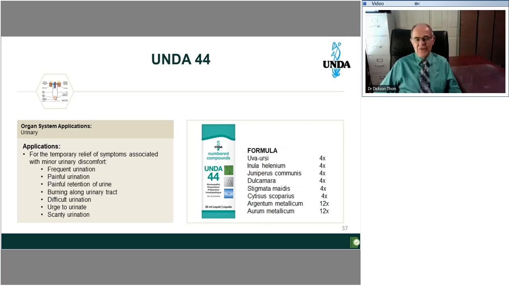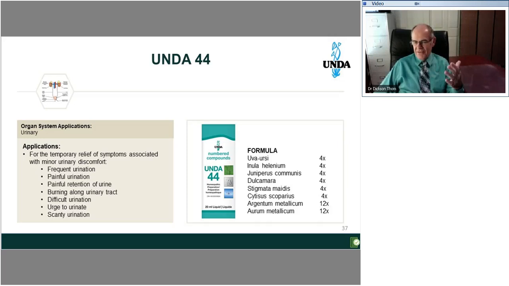UNDA 44 is a urinary organ system remedy. Aurum and argentum are the 2 metals in this one. It can be used in acute situations and also for chronic things. It's a great eliminator for any type of toxin that will get out through the liver and the kidney. The liver will break it down and put it into an aqueous form so it can be eliminated as a liquid. This is the remedy.